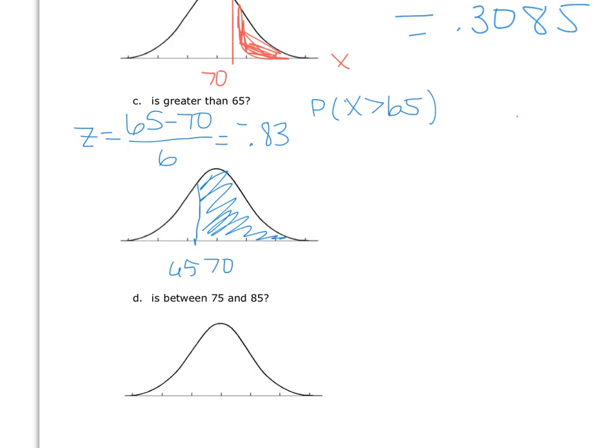So we rewrite the probability statement as the probability that z is greater than negative 0.83. And from our online tool, we get 0.7967 for that probability.